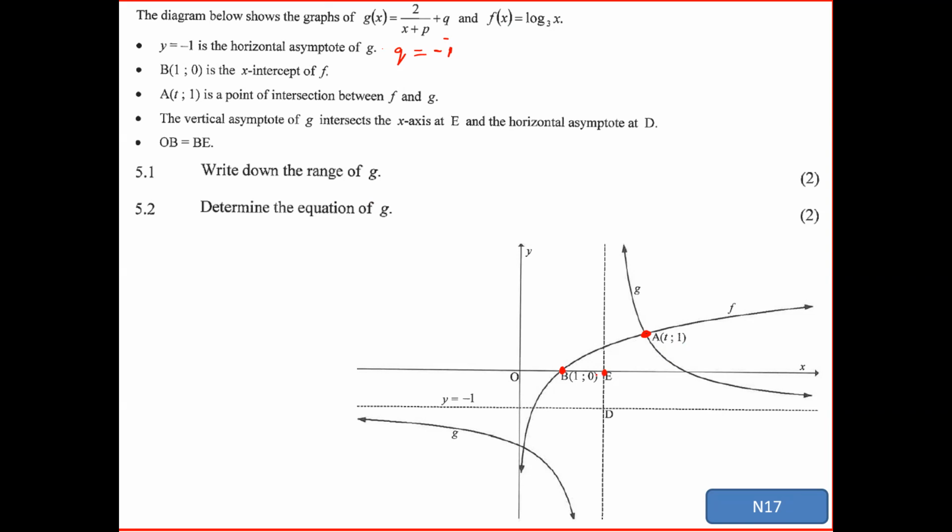But they tell us, very important point, if OB is equal to BE, who can tell me what point E is now? 2, sir. It's going to be 2. Well done.